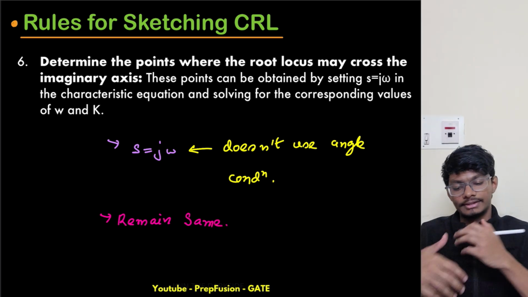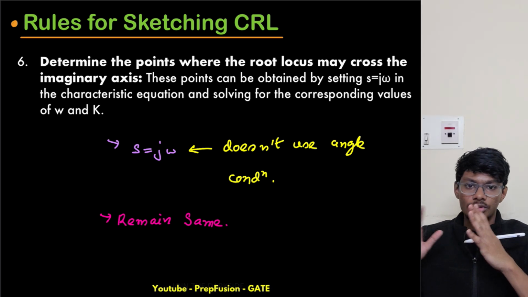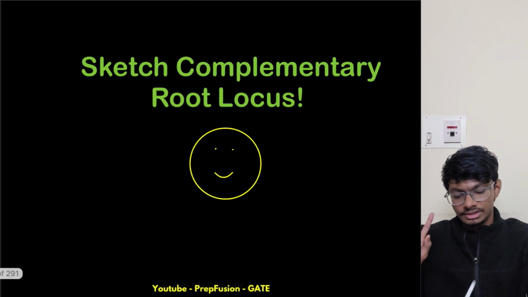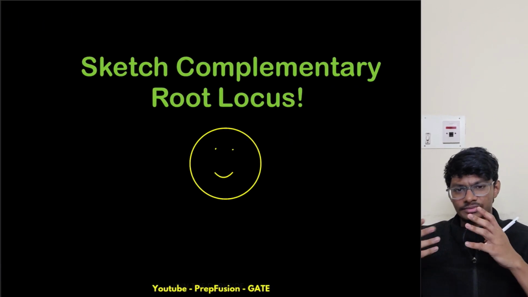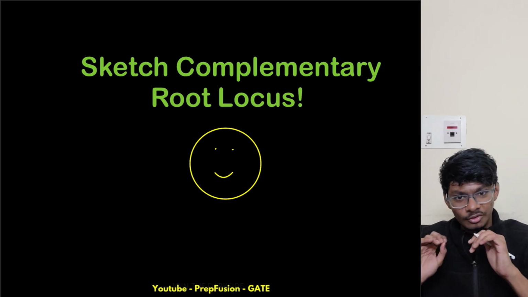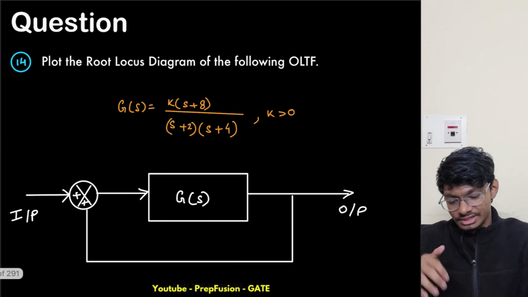At the end of this chapter, the root locus chapter, I will briefly summarize what will remain the same and what will not remain the same. I will try to summarize that at the end of the last lecture, or in a separate lecture itself. Then you can obviously sketch your complementary root locus.